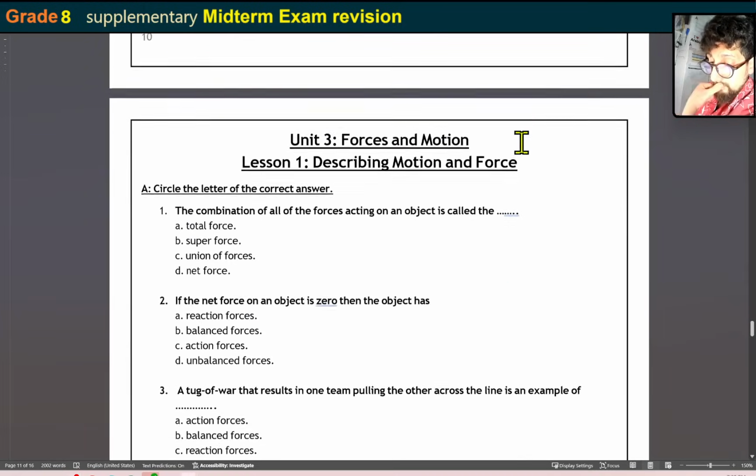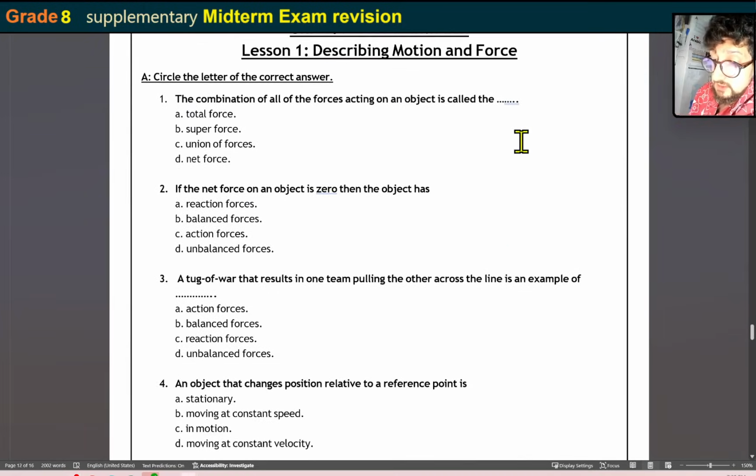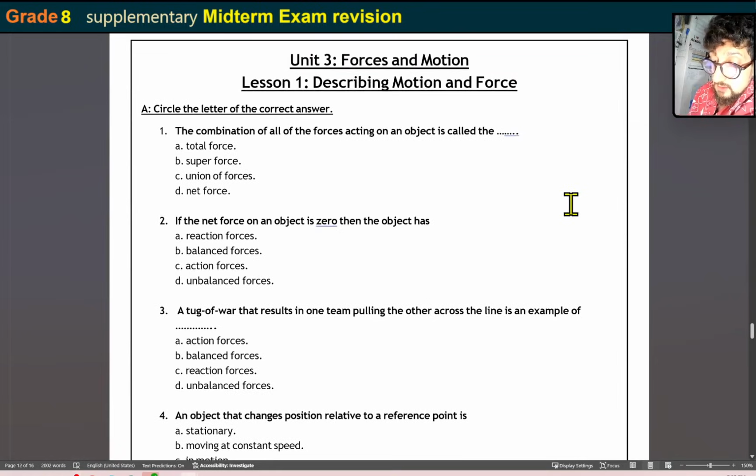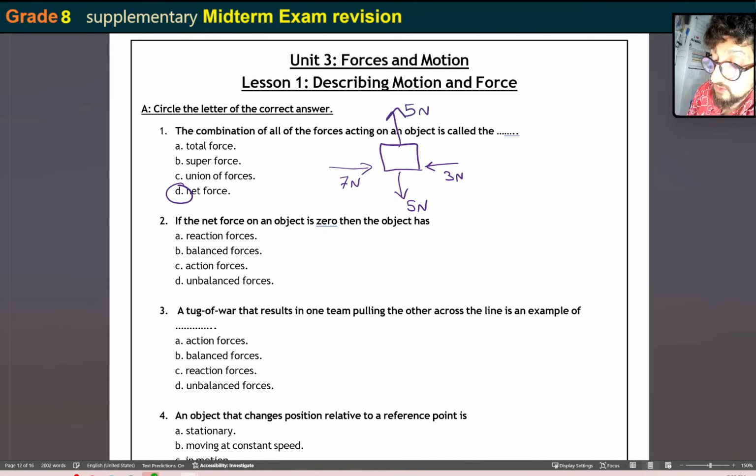Okay. Let's go to the next lesson. The combination of all forces acting on an object is called the net force. Okay, so if I have a force of 7 newtons acting this way, a force of 3 newtons acting this way, and a force of 5 newtons acting down, and 5 newtons acting up, so the total net force acting on the object is going to be 4 newtons to the right. Okay, so that's called the net force.